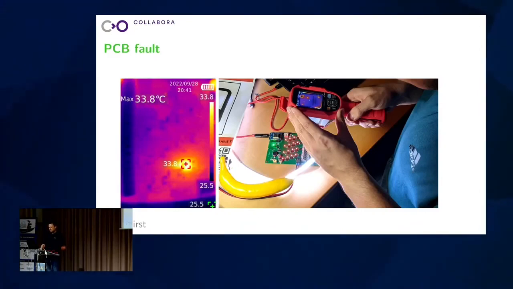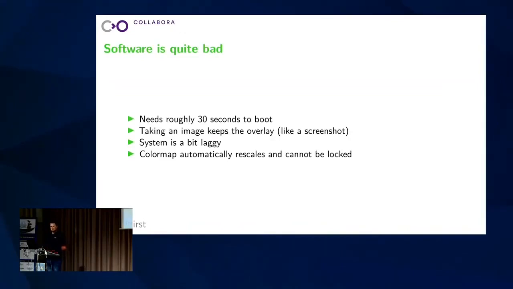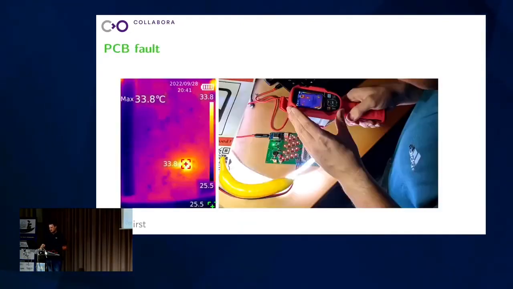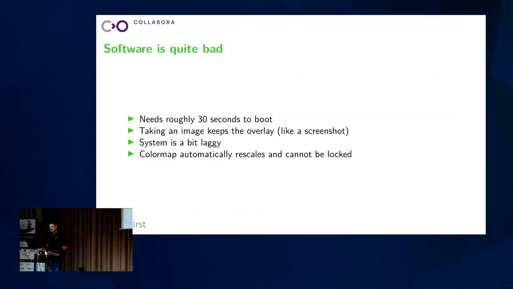The problem with that camera is the software is not so nice. It needs between 30 seconds and a minute to boot up. And as you just saw in the image that I included in my slides, there are all the overlays inside, including the battery icon. And obviously, if you take a picture and look at it after a year, you don't really care that the camera was full at that time, so I would like to have those removed. Also, it's quite laggy.